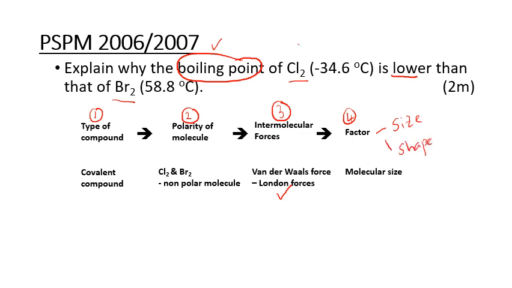But we know that the Lewis structure of chlorine will look like this, which is linear. The same case also happens to bromine, also linear. So therefore, in this case, we are going to focus on the molecular size.